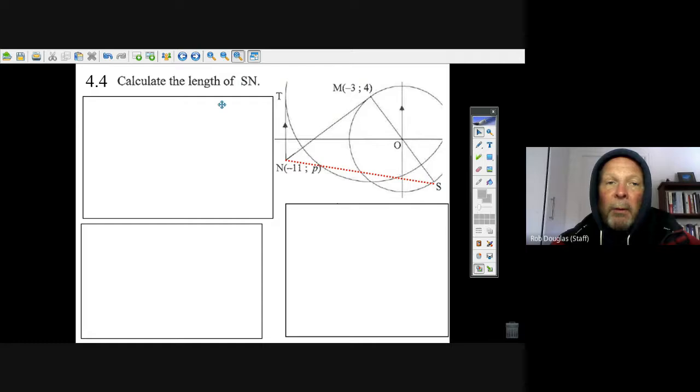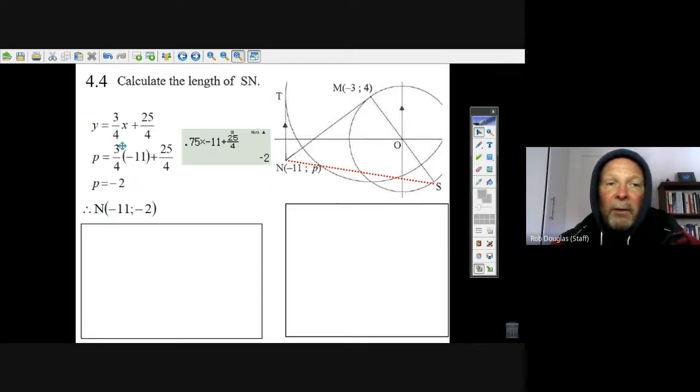Now, both the memo and the government memo and the paper and myself, we did the same thing. We had to get at this value of P, this y coordinate. All we had to do was take minus 11 and put it into the equation of this line NM. We take minus 11 and we put it in for x. We multiply it out, 3/4 times minus 11 plus 25 over 4. I did it on a calculator and I got minus 2. Well, that's pretty useful, minus 11 and minus 2.